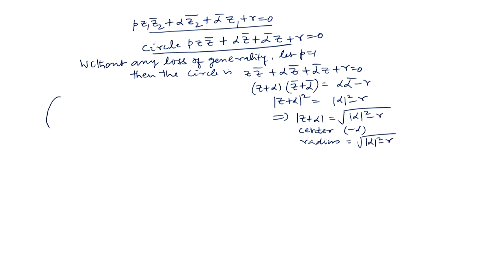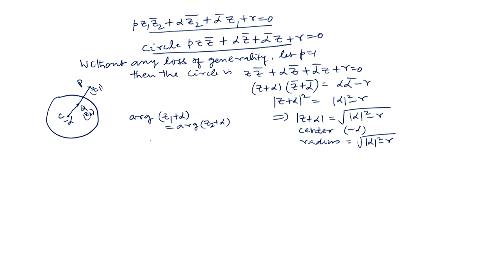Now let us take a circle, say this is the center, minus alpha. P and Q are points which are inverse points with respect to the circle. Let us say P is the complex number z1 and Q is the complex number z2. Then if P and Q are inverse points with respect to the circle, P and Q must be on the same side of the center and collinear with the center. So argument of (z1 plus alpha) must be the same as argument of (z2 plus alpha). That is the first condition, because they are collinear with the center and on the same side of it.